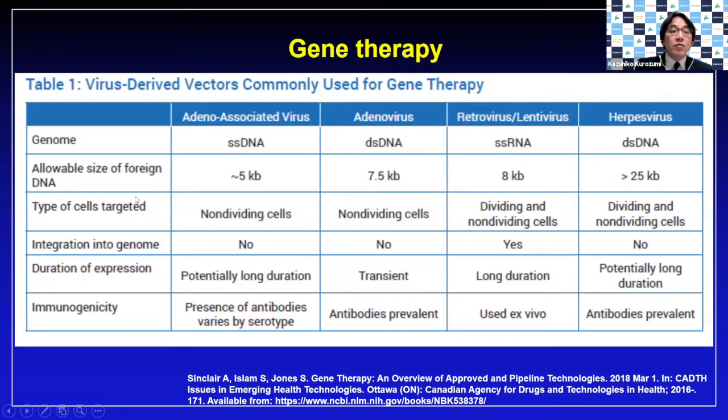So the allowable size of foreign DNA is small for this one and larger for this one. The targeted cells were non-dividing cells for these, and for these two, dividing cells also. Integration into the genome is by retrovirus and lentivirus. Duration of expression is long for AAV. Other viruses are transient, and so on.